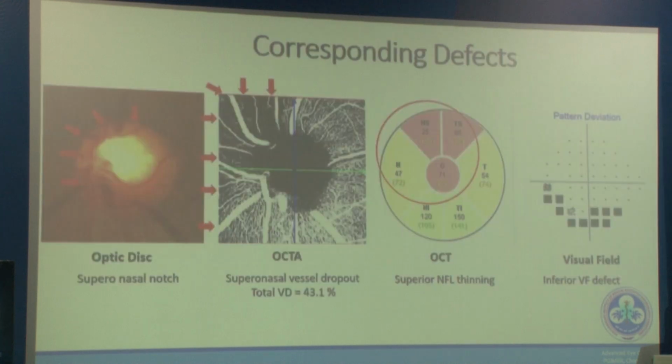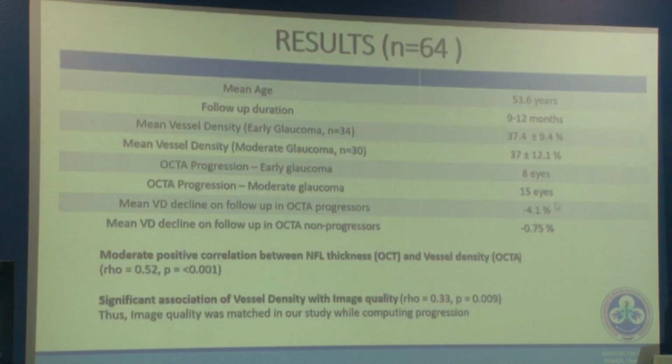both were blinded. So this is a representative image showing corresponding defects. We can see a superonasal notch, and similarly in the same area correspondingly we can see a vessel dropout, nerve fiber layer thinning on OCT, and visual field defect.